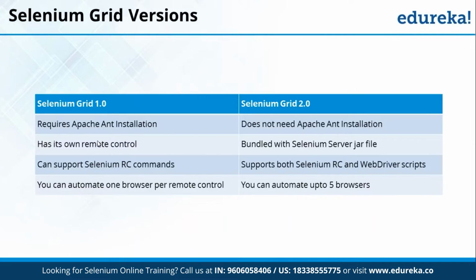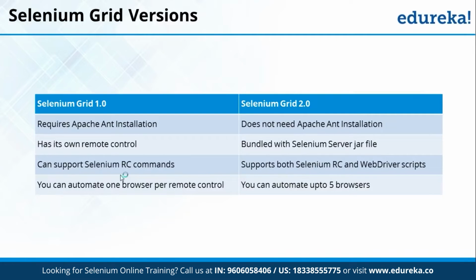These are the versions of Selenium Grid. Grid 1 requires Apache Ant installation, which is Selenium 1. Grid 2 does not need Apache Ant installation and has its own remote control bundled with the Selenium Server jar file. You can relate Selenium Grid 1 with Selenium 1. So in Selenium 1, we had remote control, right? Here we needed Apache's Ant installation to run Grid. Whereas here in Selenium 2, what I need to run Grid is only the Selenium Server standalone jar.